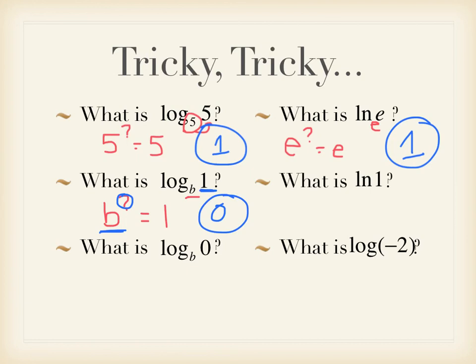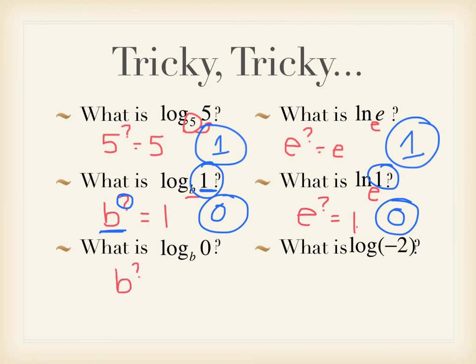So going over here to this other one, ln of 1, well, that's just the same thing with a base of e. So I'm saying e to what power is equal to 1? Well, that's the same question, okay? Anything to the power of 0 is 1, so your answer here is still 0. Anytime this is a 1, your answer is going to be 0. I don't care what your base is or what kind of log it is.